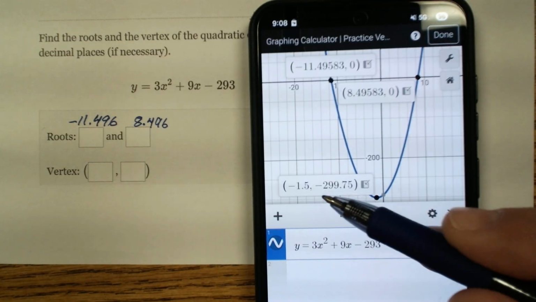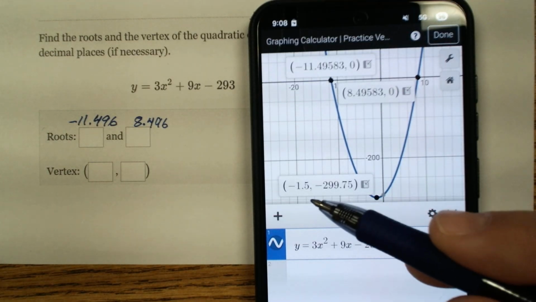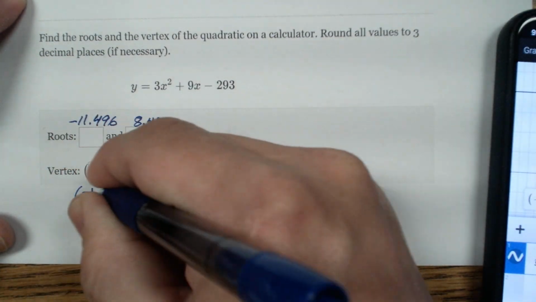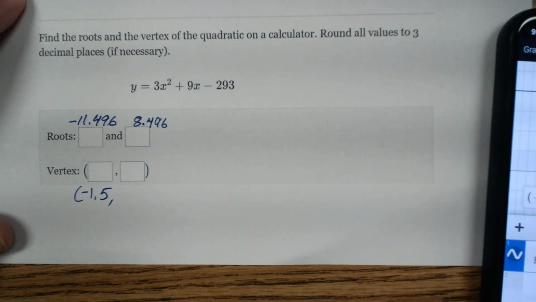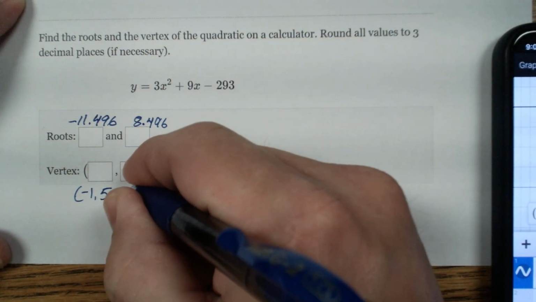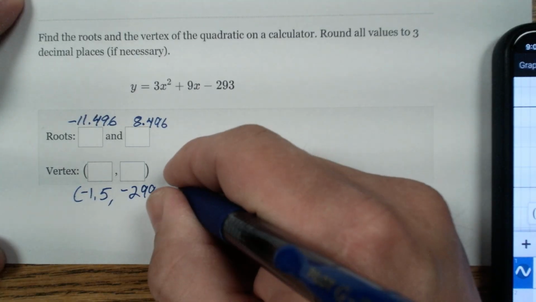Wrapping up here, I'm going to go ahead and write in my vertex. Now here I don't have to round. These are actually rational values. So -1.5. I'm just going to write it below it since I don't have enough room in the boxes. And -299.75. You shouldn't have to be rounding on any of your vertexes.